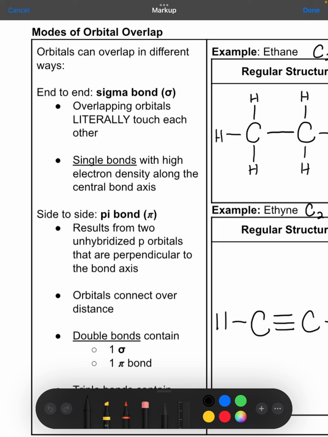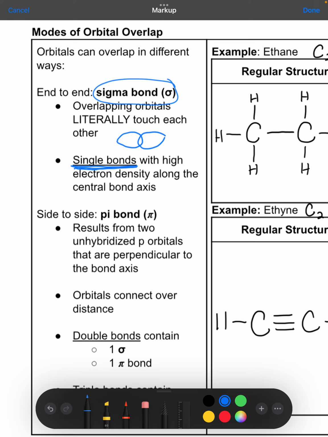Okay, so the first thing I want to talk about is a sigma bond. And a sigma bond is literally when two orbitals overlap and literally touch each other. So that could be represented visually by saying, all right, here's a hybridized orbital, here's another hybridized orbital. They're literally touching each other. You are going to find this type of bond, a sigma bond, in single bonds. All right, single bonds, all that they have is a sigma type of bond, so literal orbital overlap.